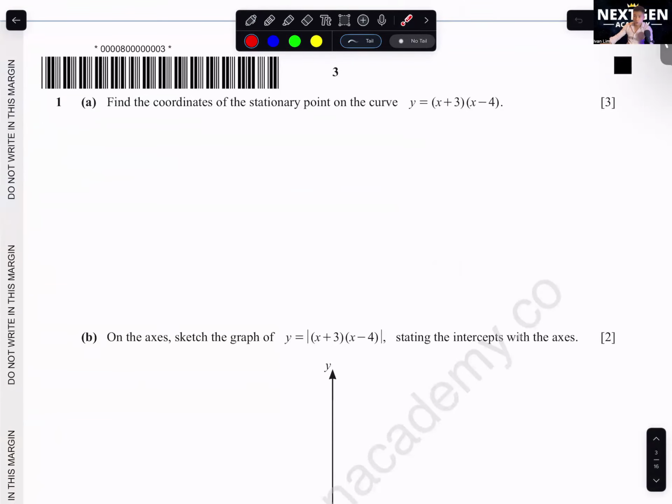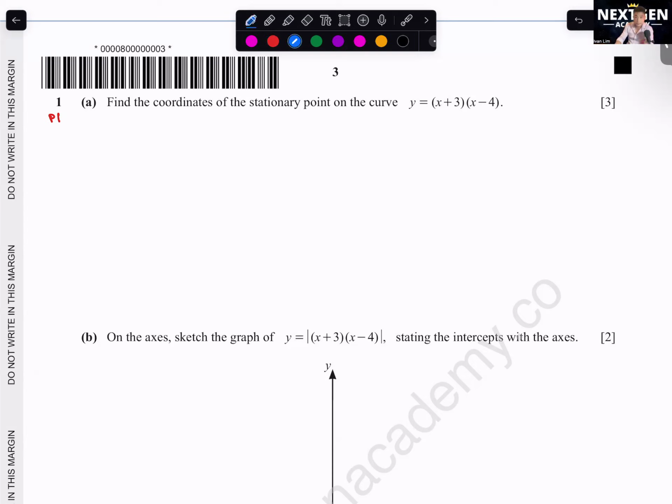Okay, let's look at question number 1. This one I will put under paper 1. Whatever I put as paper 1, you do it without calculator. Find the coordinates of the stationary point. y equals (x + 3)(x - 4).